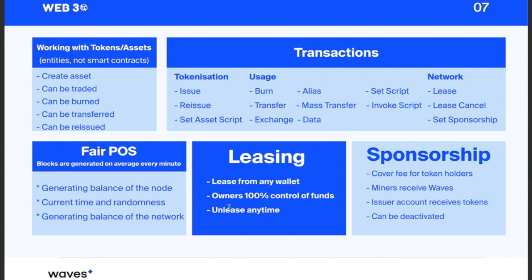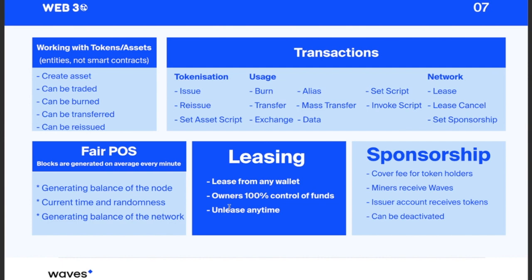First is the generating balance of the node. If you're a node owner, the balance on your node and also the Waves that were leased to your node are both regarded as the generating balance. And it's important to know that when you, as a community member, lease your Waves to a node, you are still in total control of your money. You don't move those Waves to the miner's account. It still stays in your account. The only difference is that when you lease out your Waves, you are not able to spend it, trade it, or transfer it.